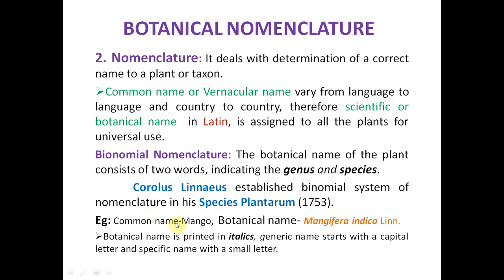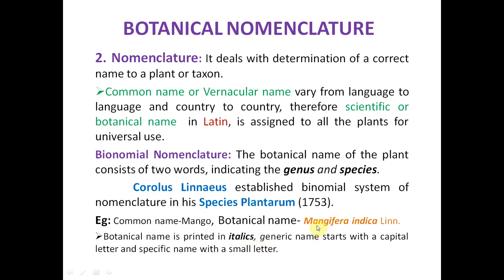And for example, for the mango, the common name is mango in English, Maamidi in Telugu, and Amra in Hindi or Sanskrit. So there are several common names for the mango. But the botanical name is the same, that is Mangifera indica. Here Mangifera indicates the genus name and indica indicates the species name. And this botanical name in print form is always printed in italics. In printed books, it is always printed in italic form.